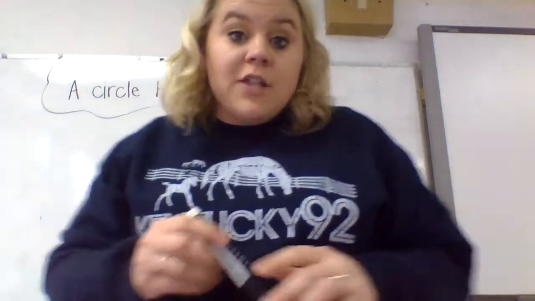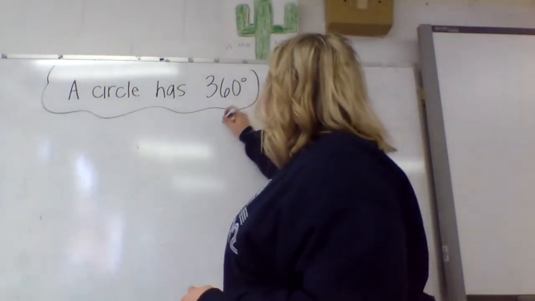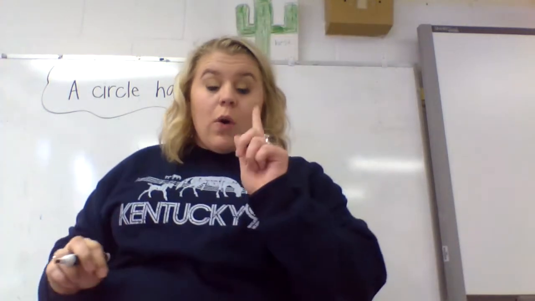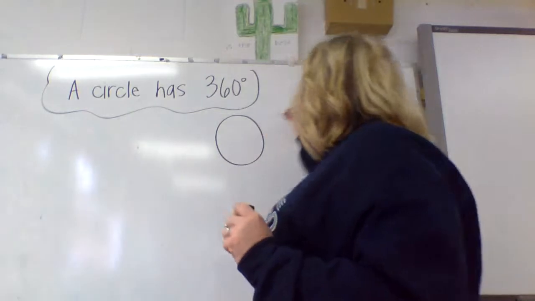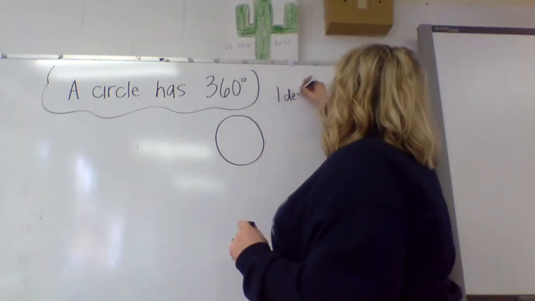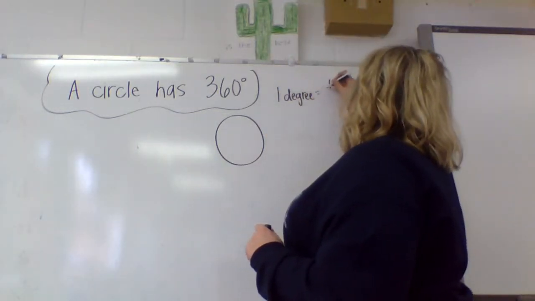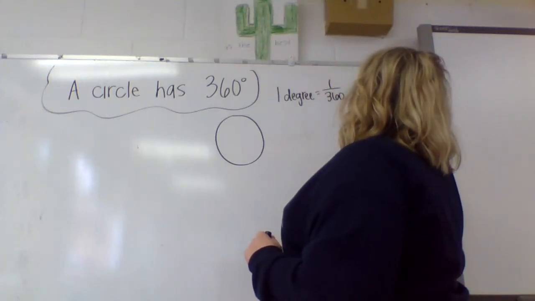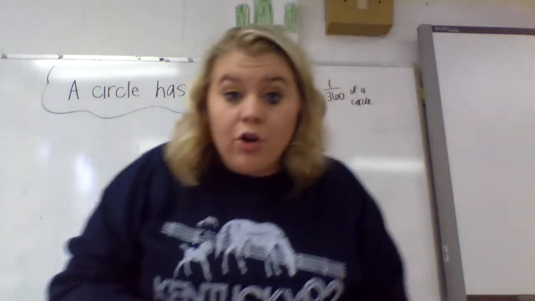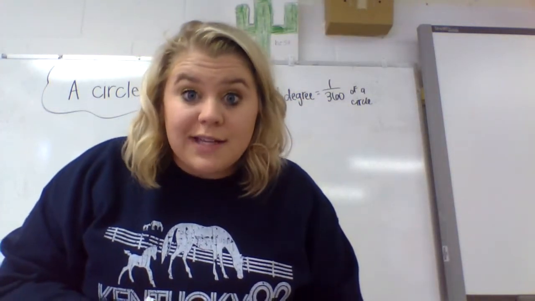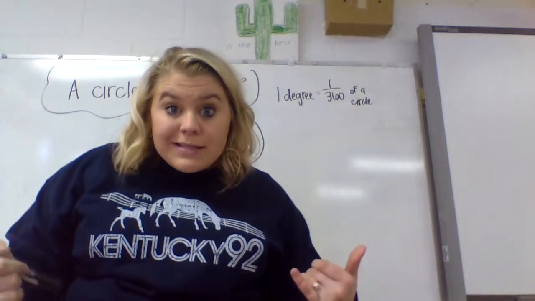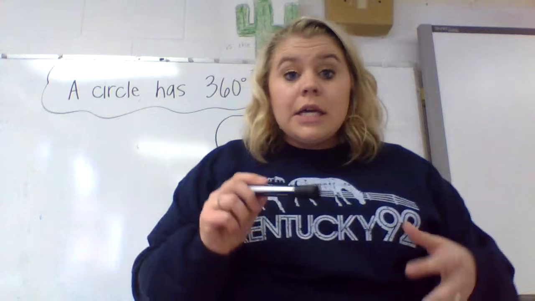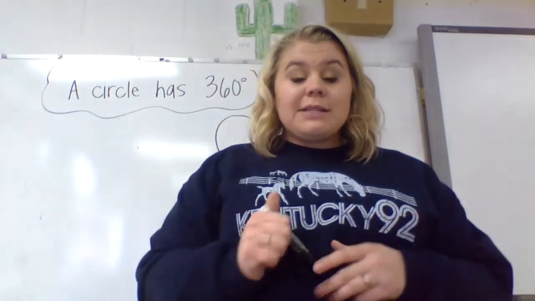The one thing that's so super important to remember is that a circle has 360 degrees. So 1 degree is 1/360th of a circle. Remember that a total circle has 360 degrees. As you're going through this lesson, this is going to show up a lot in your quiz and again in your unit test. Remember that a circle has 360 degrees.